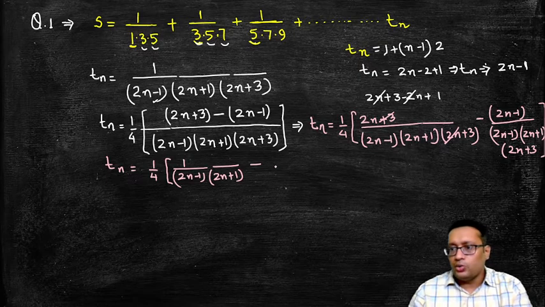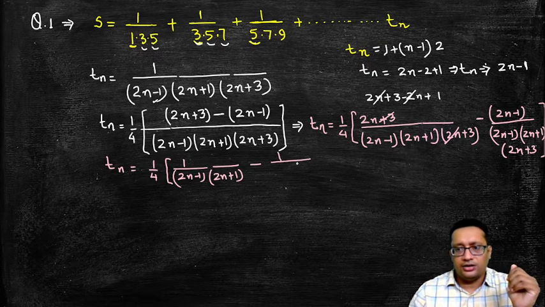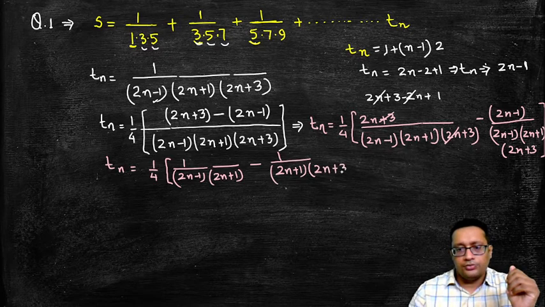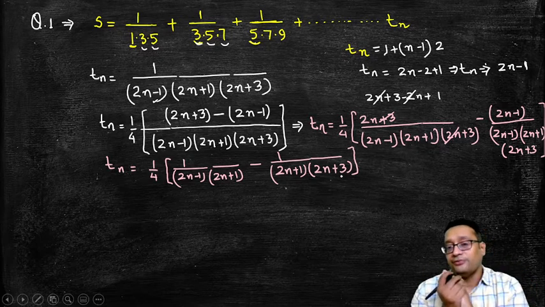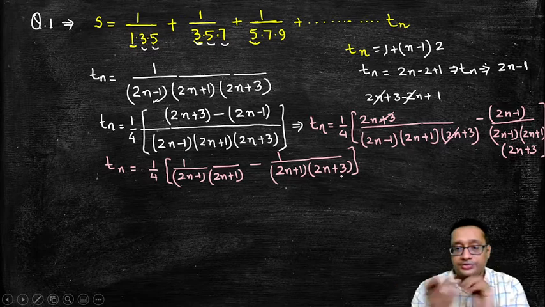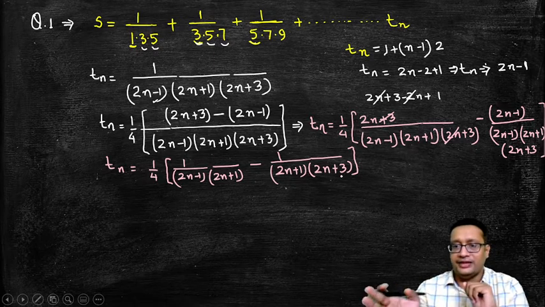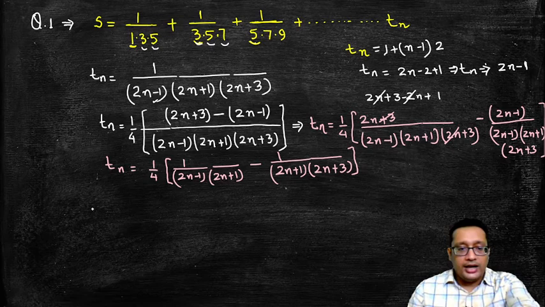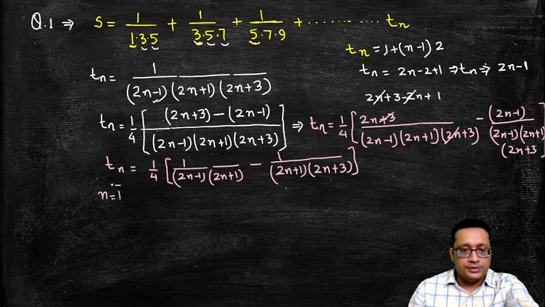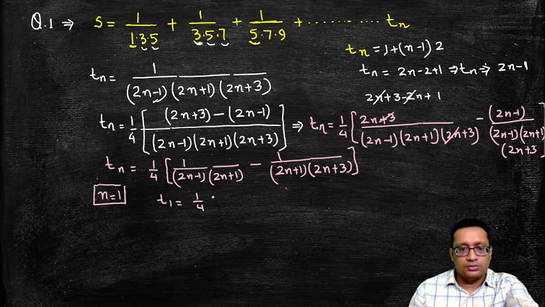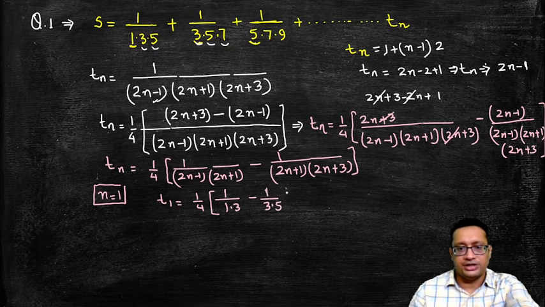Minus, 2n minus 1 will get cancelled, and here remaining (2n plus 1)(2n plus 3). So now I have written the nth term as a difference of two terms which are functions of n, f of n minus f of n minus 1. Now I will place n is equal to 1. N is equal to 1, it means T1 will be 1 by 4. I am placing 1, this becomes 1, this becomes 3. Placing 1 here, this becomes 3, this will become 5.